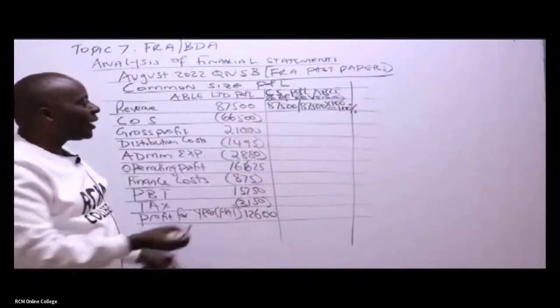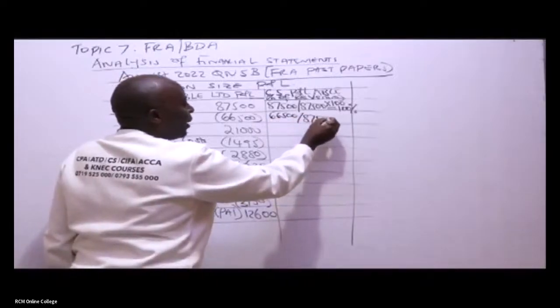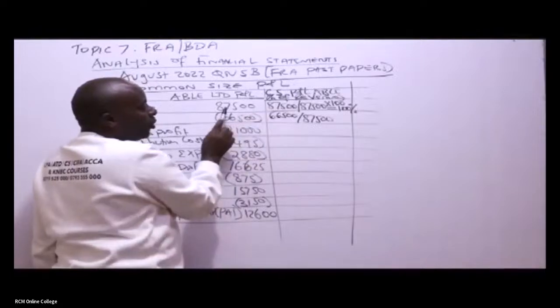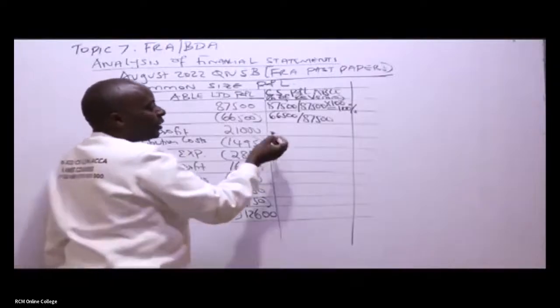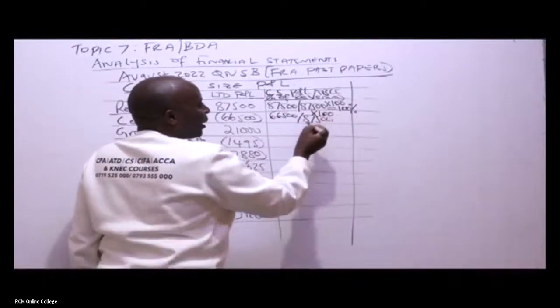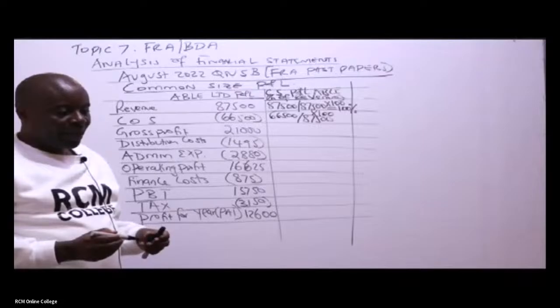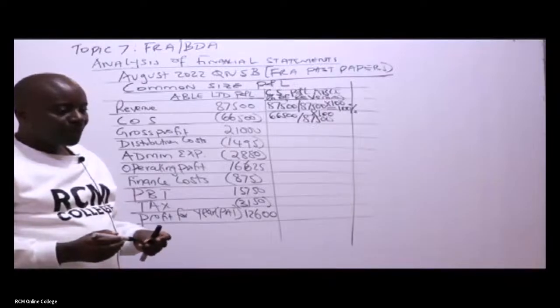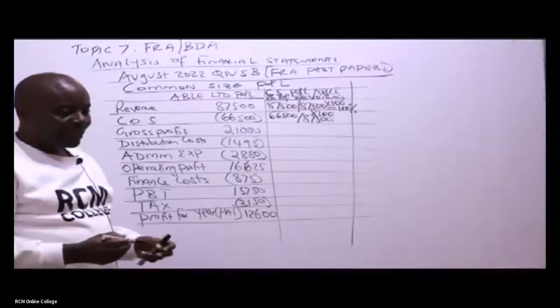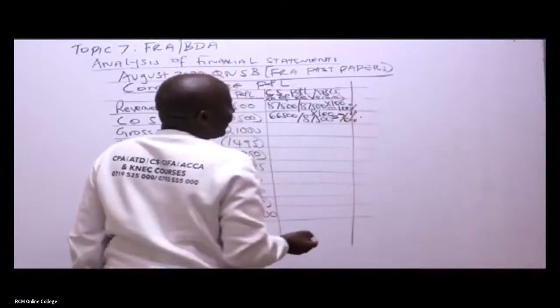When I go to the second one, I will take 66,500 over 87,500, because it's a percentage of revenue. All the items as a percentage of revenue times 100. Please give me your answer in 2 decimal places. Irene is giving me 76%. Is that okay, my good students? Yes, 76%.